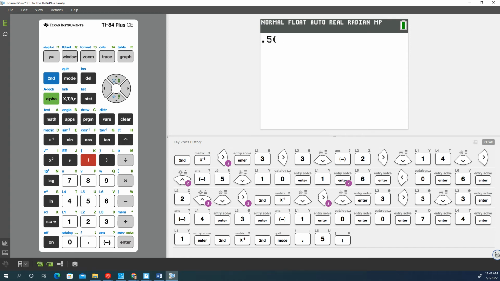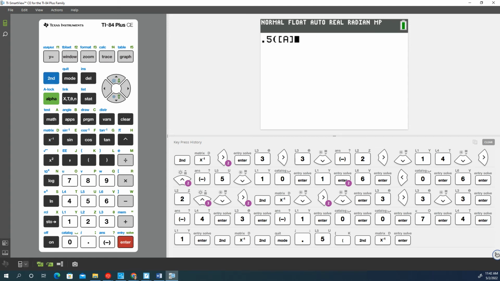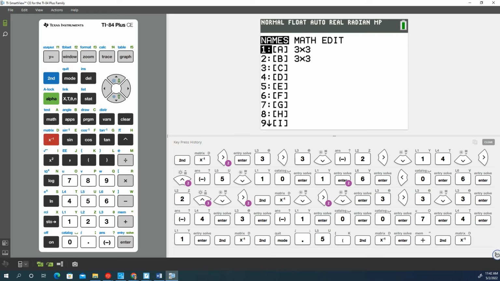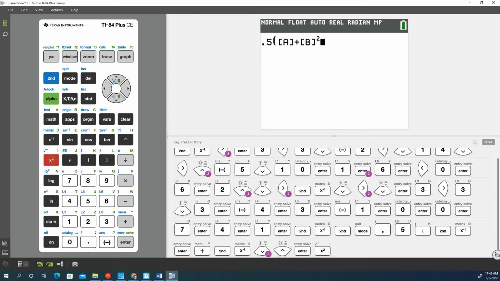All right, so to get that matrix in here, you do second matrix and then you just hit enter. So you want to do A plus second matrix. This is when you use this one. These are the stored ones. Edit would be different. Plus B squared. That could have saved me about 15 minutes in my life.